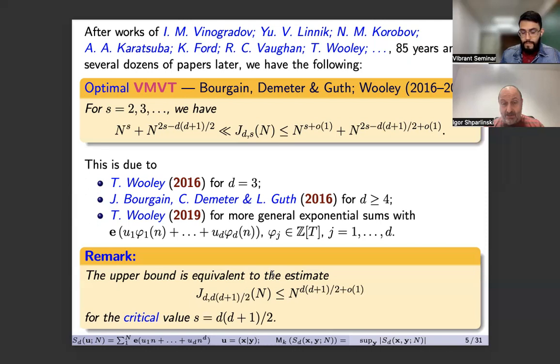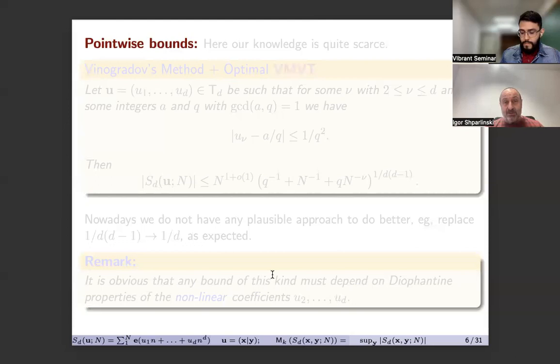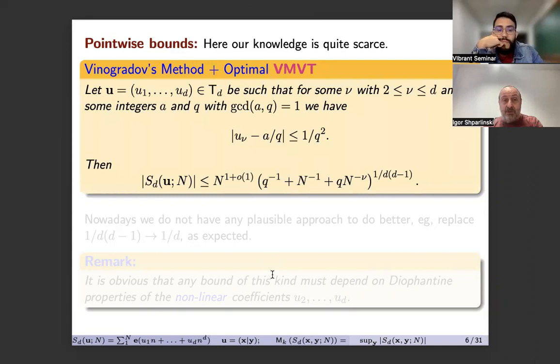Okay, that was about average bounds. Now let's look at pointwise bounds. Namely, we have a vector u, which controls our polynomial, and we want to estimate our sum S_d,u of n. So if we use Vinogradov's method of 1935, and plug in the optimal version of the Vinogradov's mean value theorem, you have the following result. Assume that we know a good rational approximation to one of the coefficients in our polynomial, to one of the values u_i, except that u_1 is useless for us. It should be u_2 or higher.